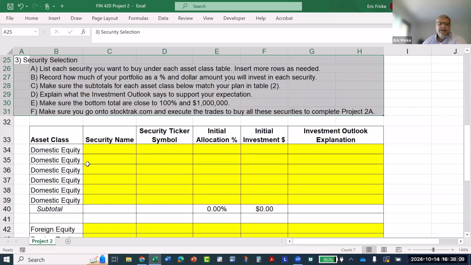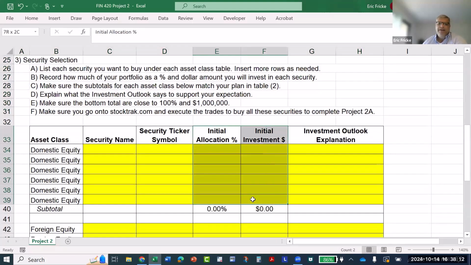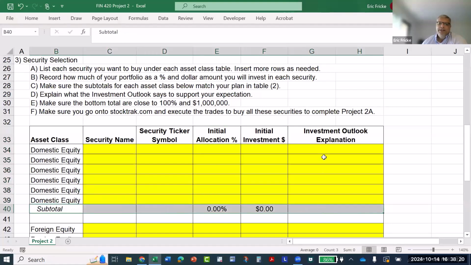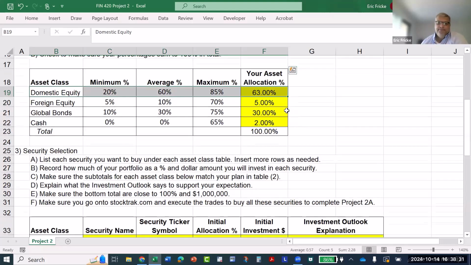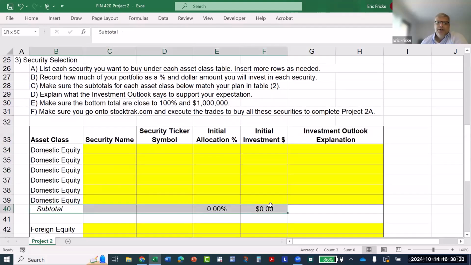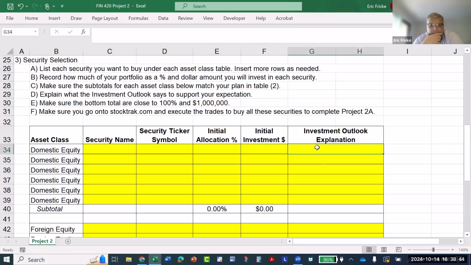And I'm going to leave how much you buy of each security up to you in this report. But just remember that these totals here should be the same as the total up here. So if you say 63% in domestic equities, then this should show 63% of your total portfolio. And then jot down here where you got the information from the investment outlook and why you chose it.